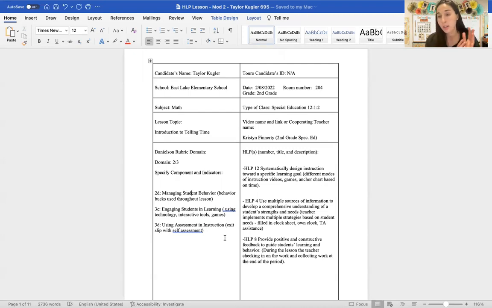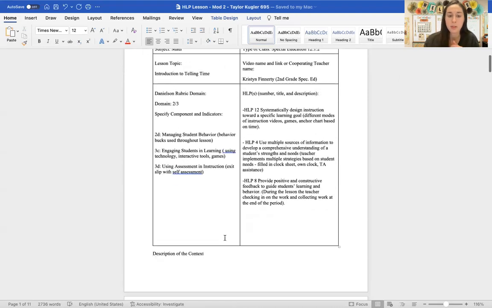Some students might get differentiation materials such as a clock of their own or a filled out clock before working by themselves. And then HLP 8, positive and constructive feedback. So I'll be collecting their work and providing feedback in a timely manner, both their game and their independent worksheet.